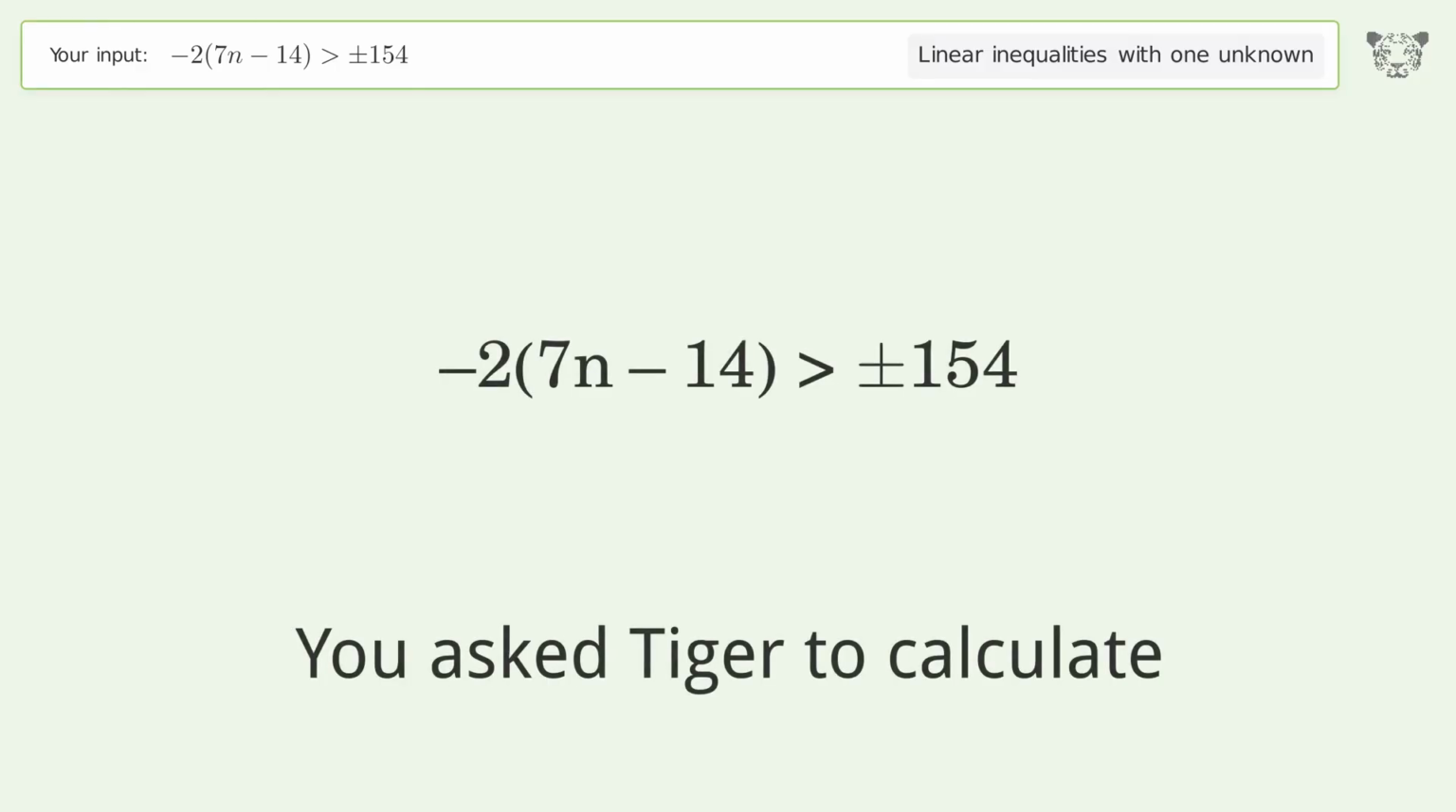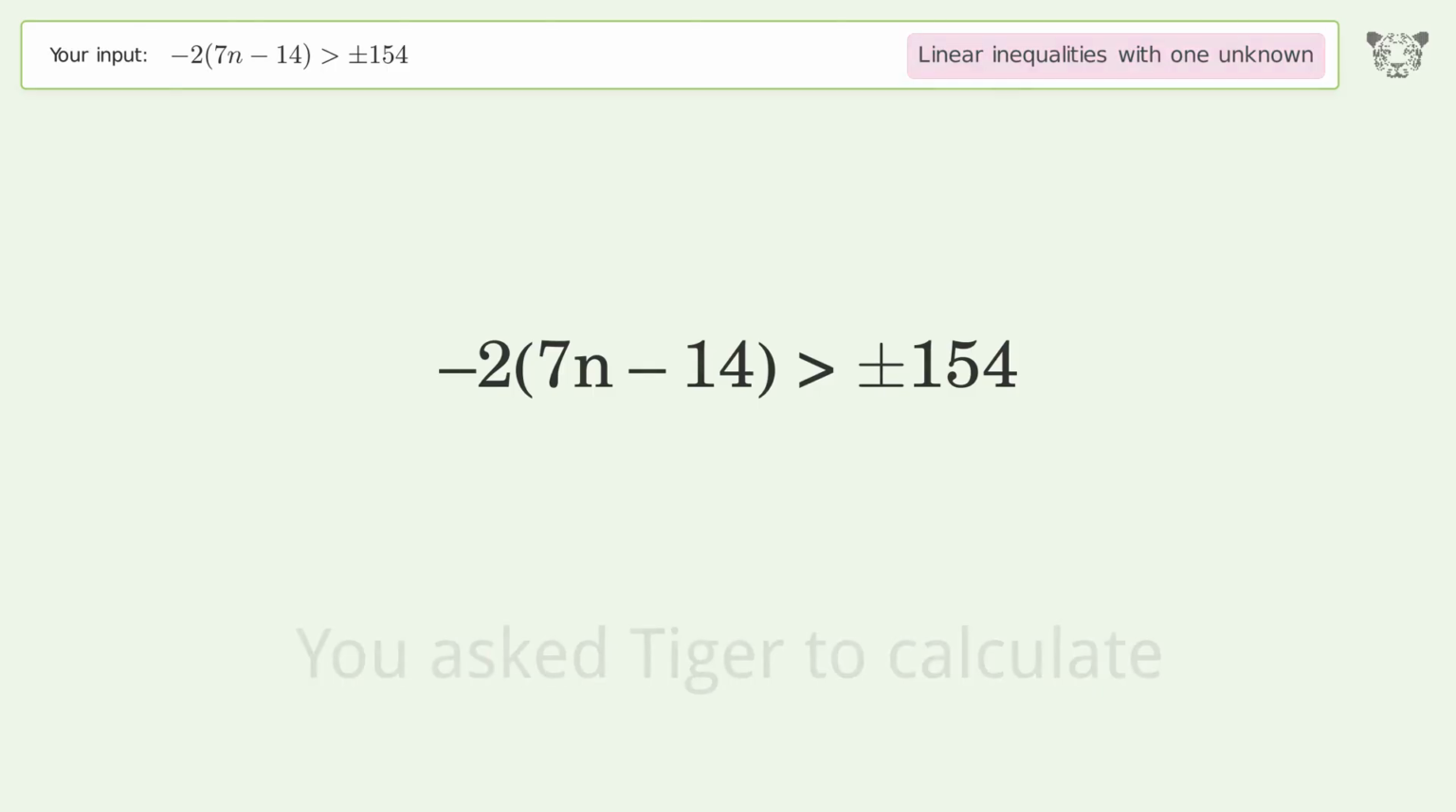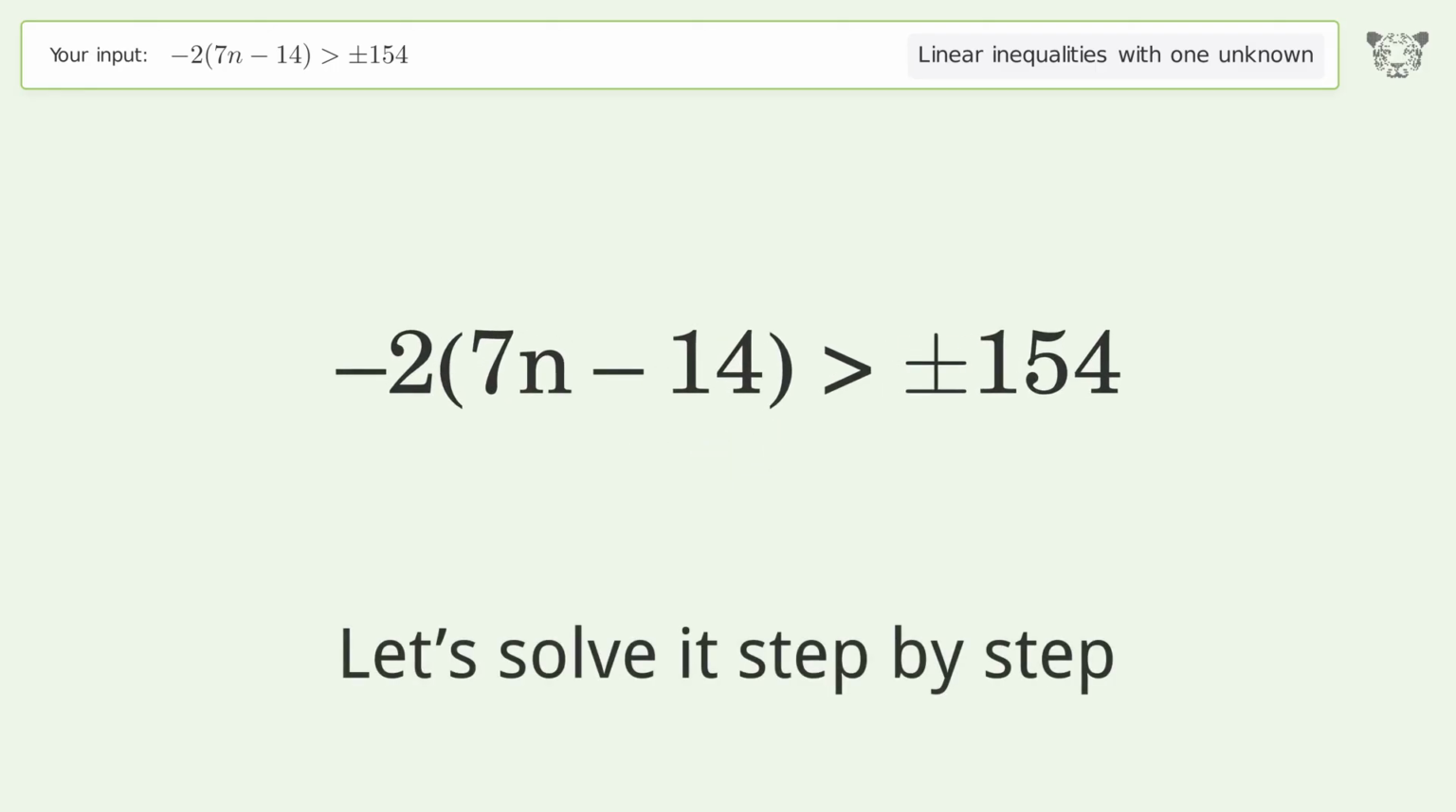You ask Tiger to calculate. This deals with linear inequalities with one unknown. The final result is n smaller than 13. Let's solve it step by step.